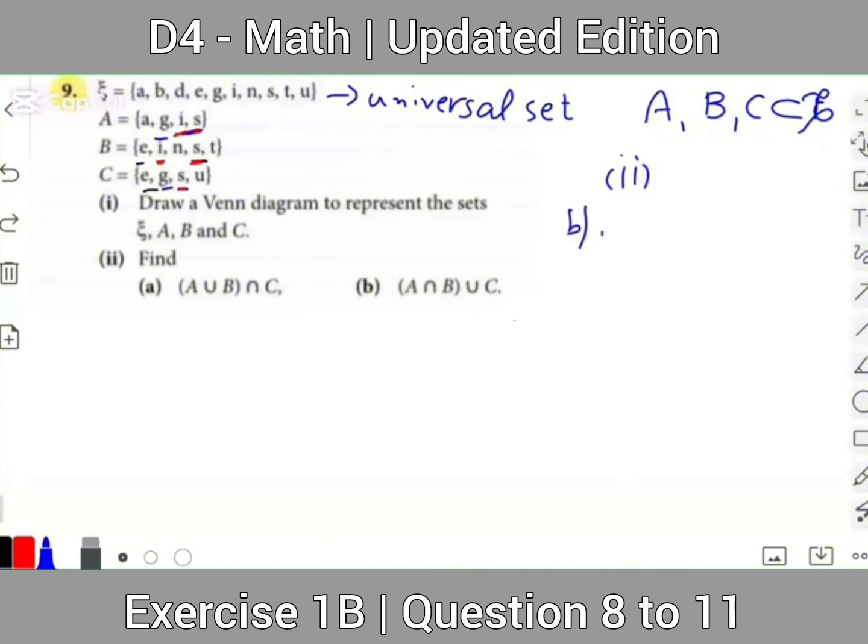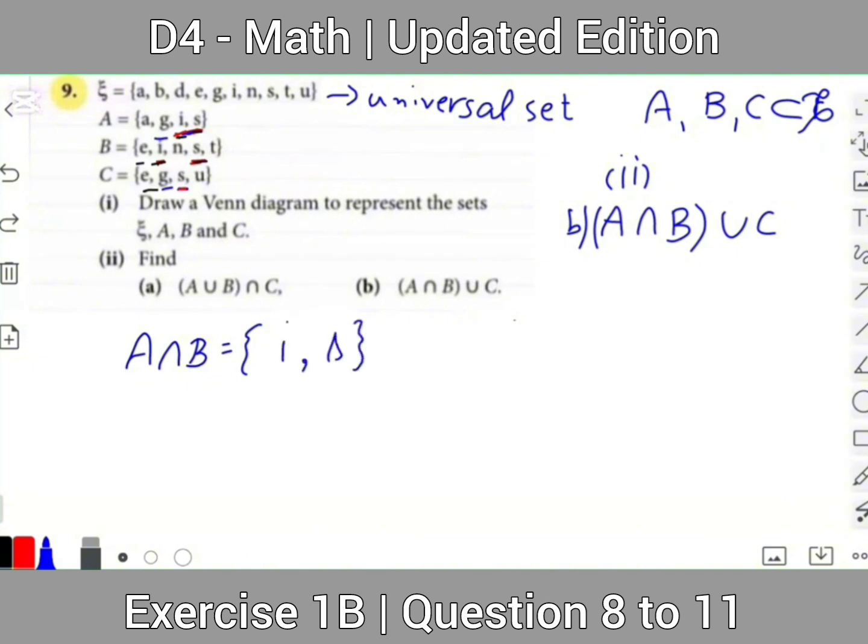Now in part B, we have to find A intersection B union C. So first we will find A intersection B. Since the sets A and B are given, we have to identify the elements that are common to both the sets A and B. Since I and S are the elements that are common to both the sets A and B, I and S are the elements of A intersection B.